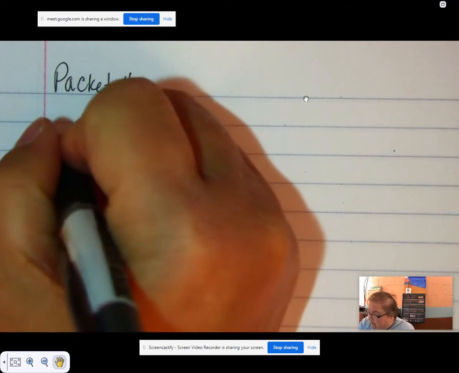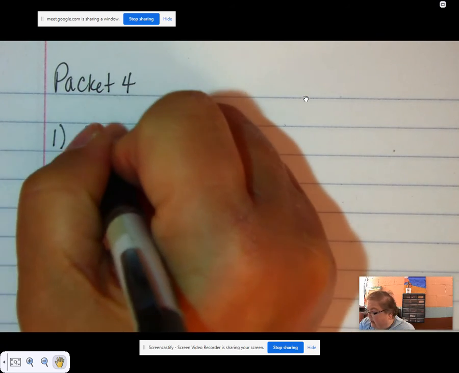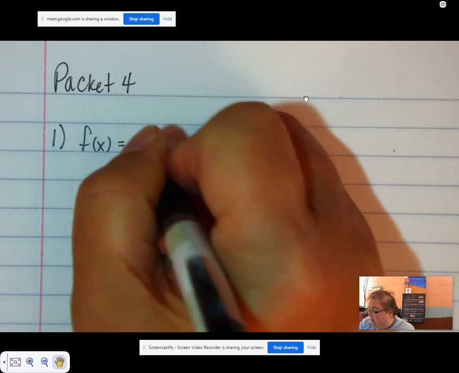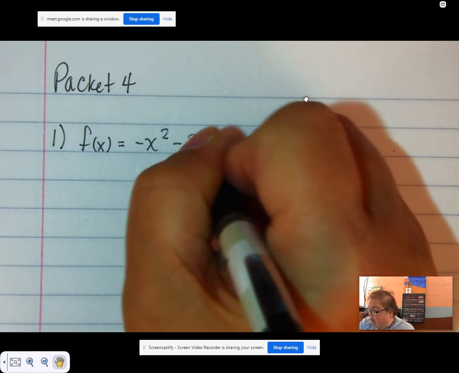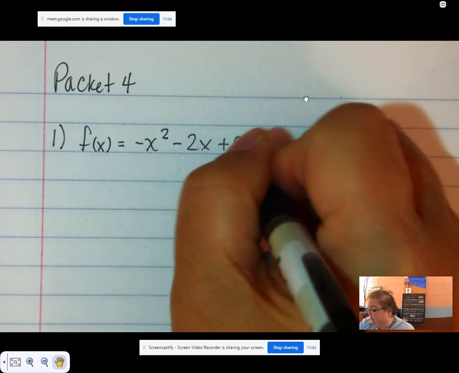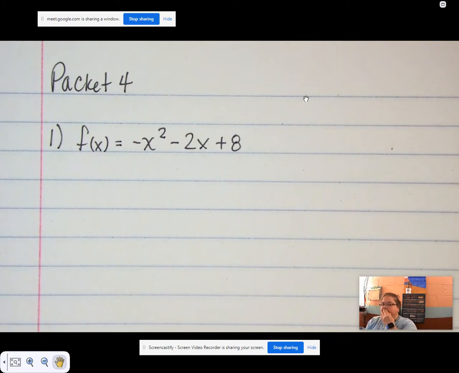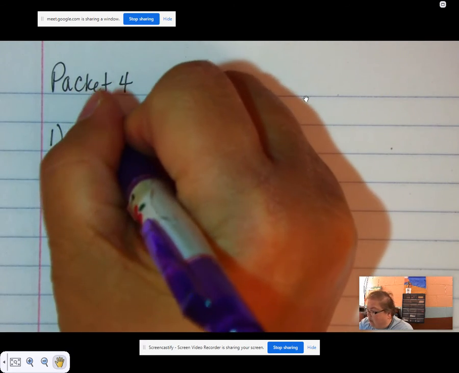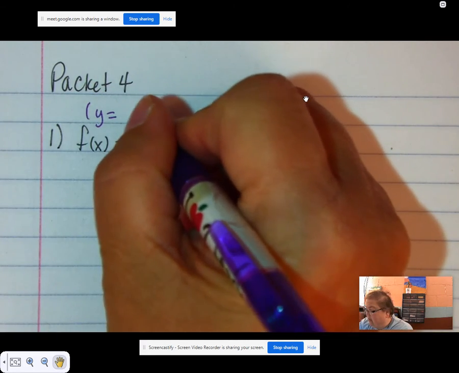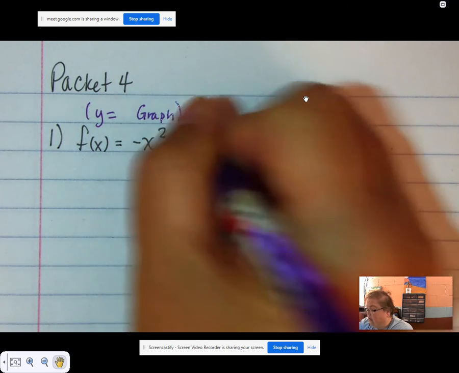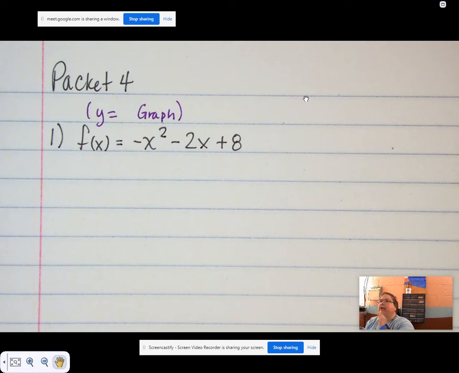So for number 1, we're going to write down f of x equals negative x squared minus 2x plus 8. When you see f of x equals, I want you thinking, oh, y equals. That means graph. That means I can put that in my calculator and look at something. We may actually look at the graph, or we may be looking at the table of values, but we're looking at something, thank goodness, it's something I can use my calculator for.